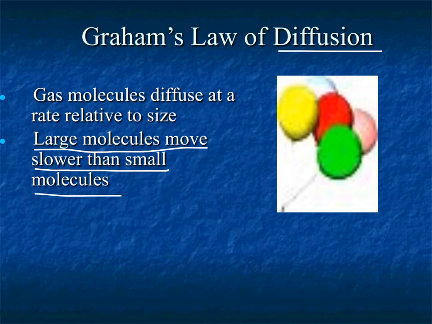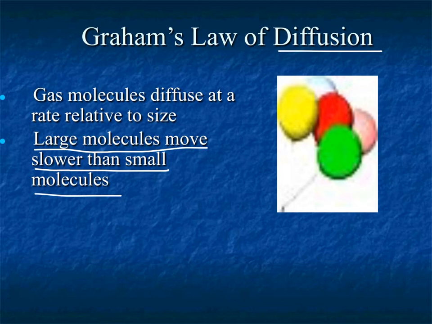So let's think about this. Smaller ones, or the lighter ones, are going to move faster than the heavier ones. So that makes sense, right? Okay, so now I have an example. Let's think about perfume. Perfume contains molecules, gas particles, right? Because you can smell them. So do you think perfumes and colognes are going to be made out of large molecules or small molecules? So let's think about it. Think of the purpose of a perfume or a cologne.